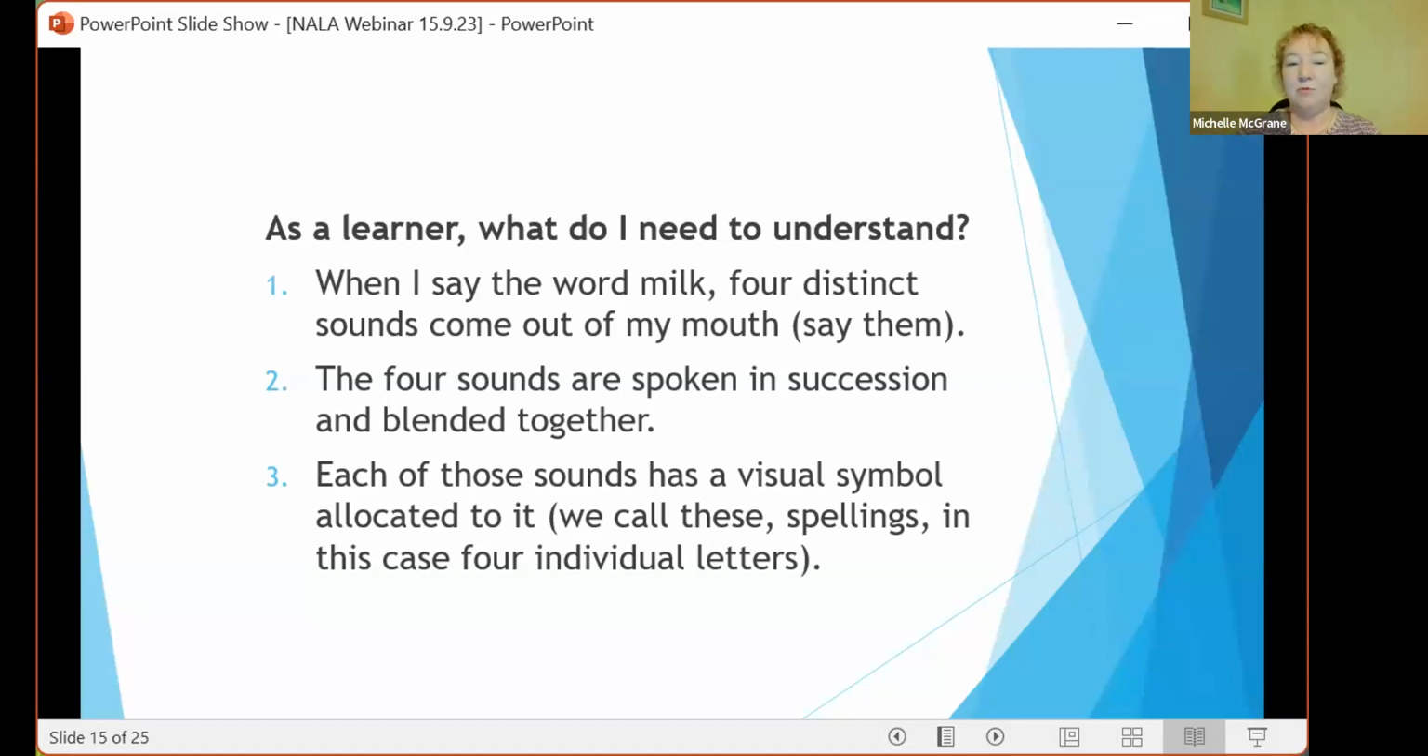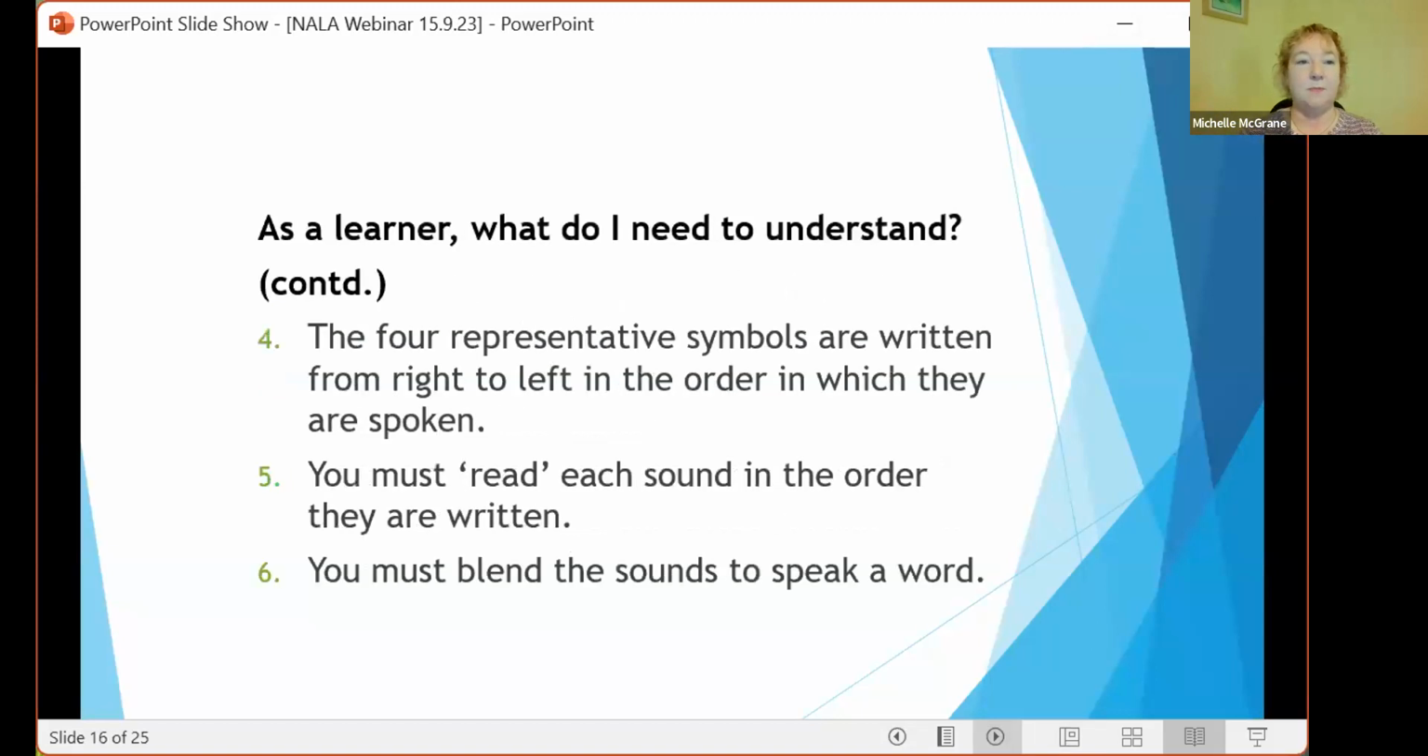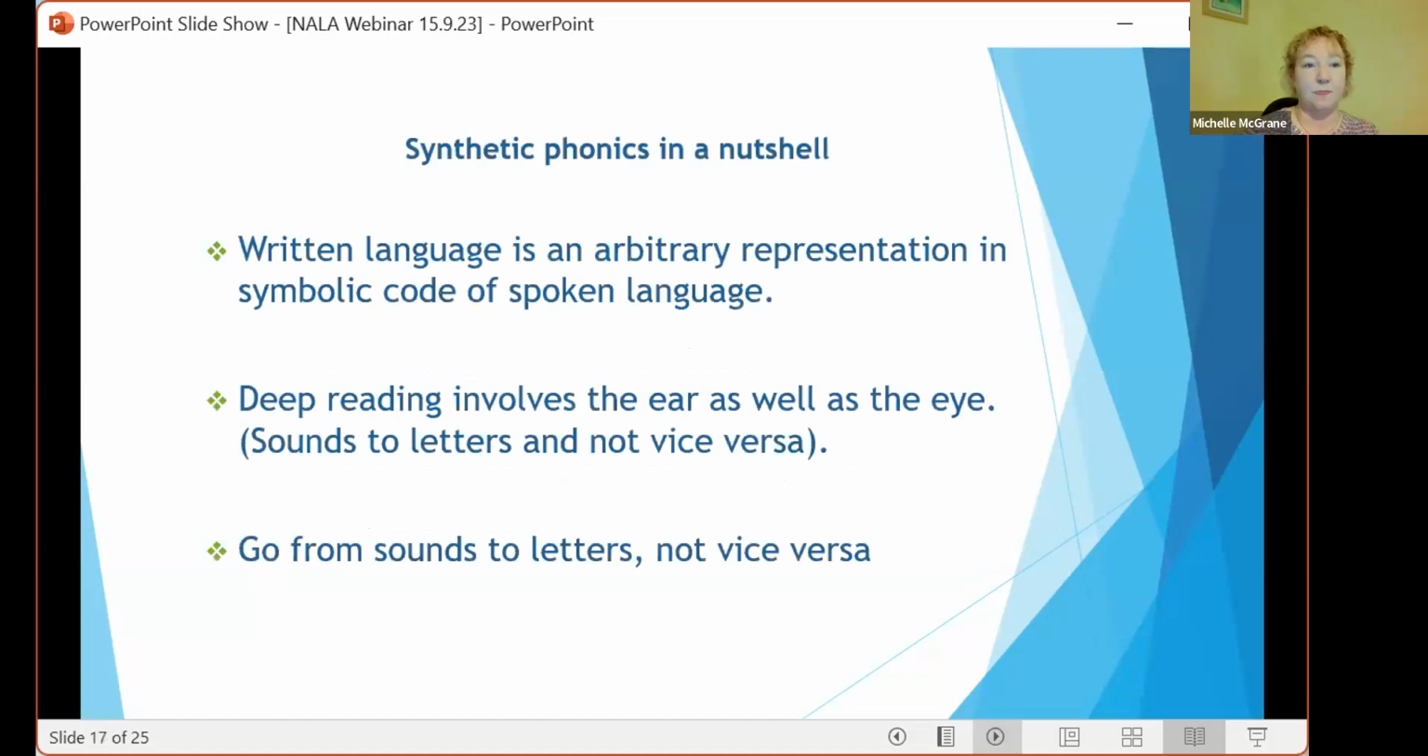And so those are represented in visual symbols. Those four representative symbols in our language are written from left to right, and we write them in the order that they are pronounced. So we write M first, then I, then L. Okay. And in order to read, you have to read them in the order that they are written. You have to read from left to right, and you have to blend them. You cannot say the four sounds independently. So you need to have the ability to recognize them. You need to have the ability to blend them. Otherwise, you can't read.